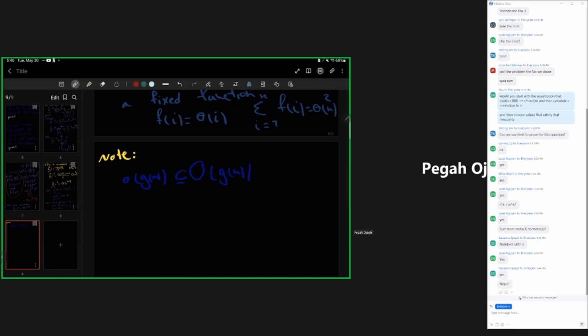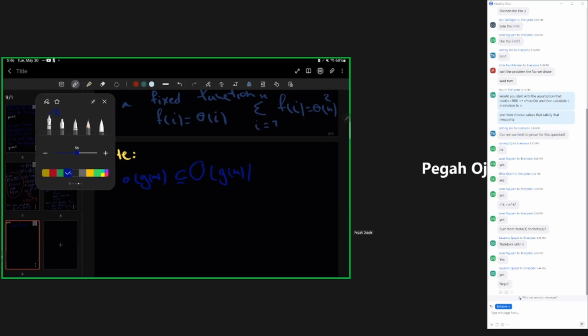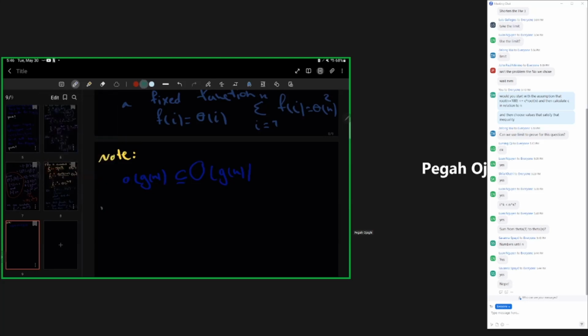Okay, let's see if I can solve another question. Let's solve this one. It's a nice question. I want to show that ln of n is a small o of n. How do you show this one? How do you know how to define this?